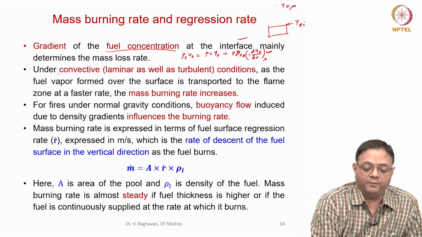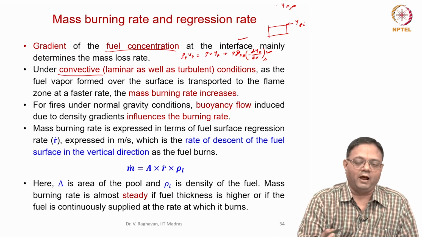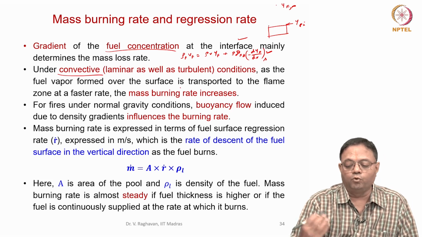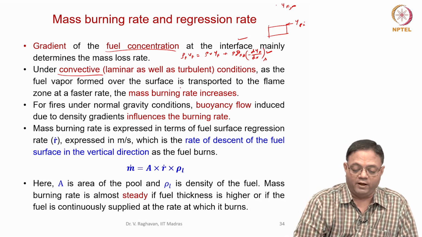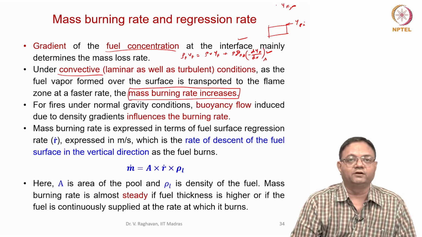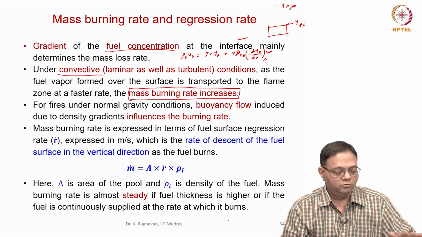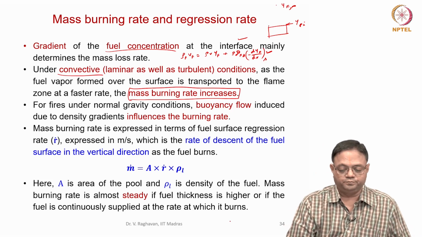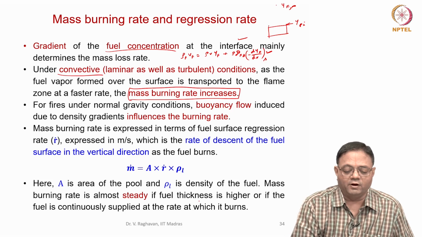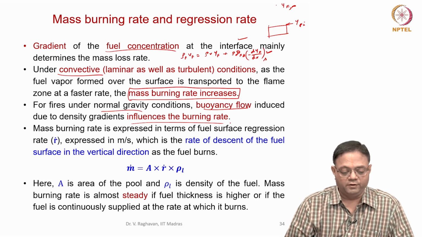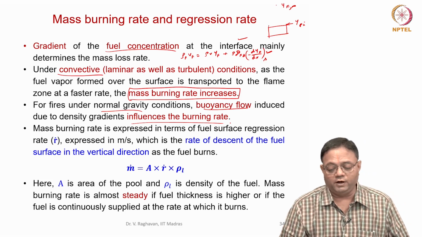So, in the convective condition, it may be laminar or turbulent condition, as the fuel vapor from the surface is removed at a faster rate towards the flame, the mass burning rate increases. So, if you do not have any convection, the mass burning rate is low, and when a convective field comes, the mass burning rate increases. So, in the normal gravity conditions, buoyancy driven flow will influence the burning rate, obviously any convection basically. So, now let us talk about the regression rate.